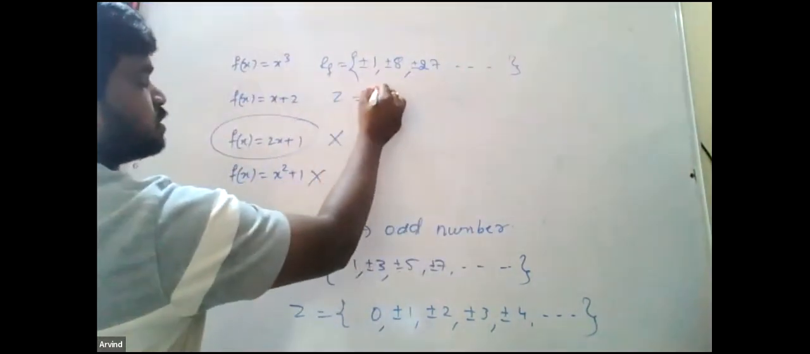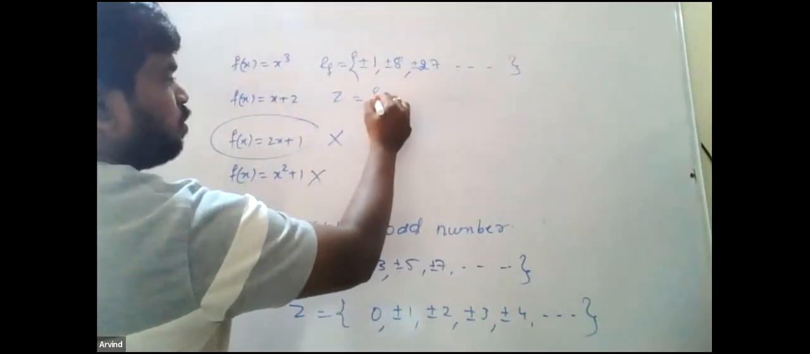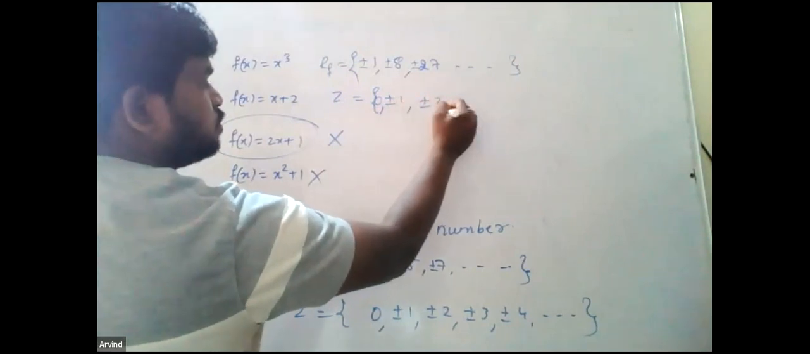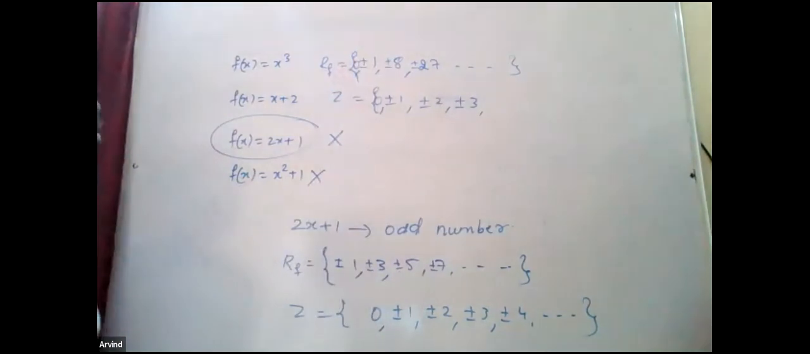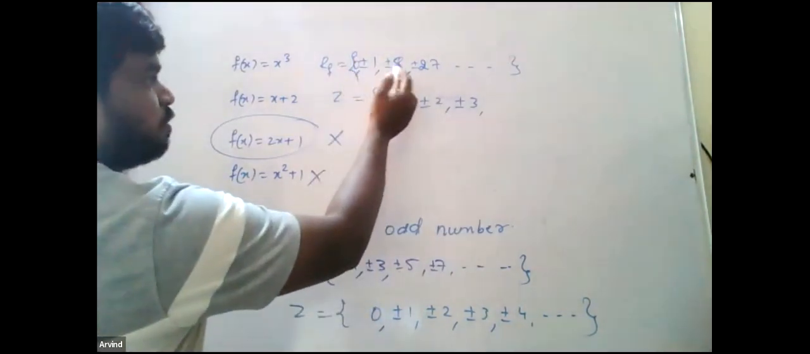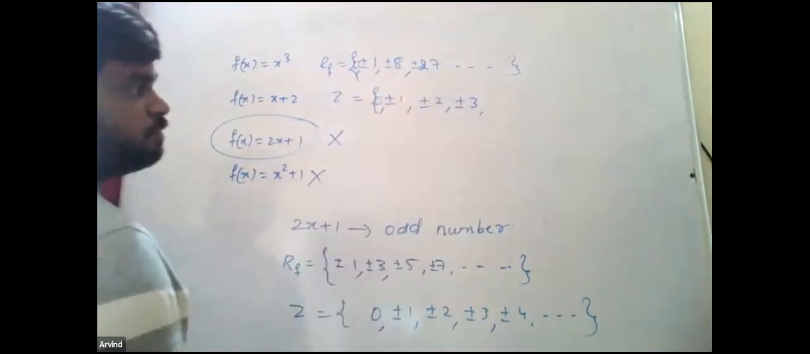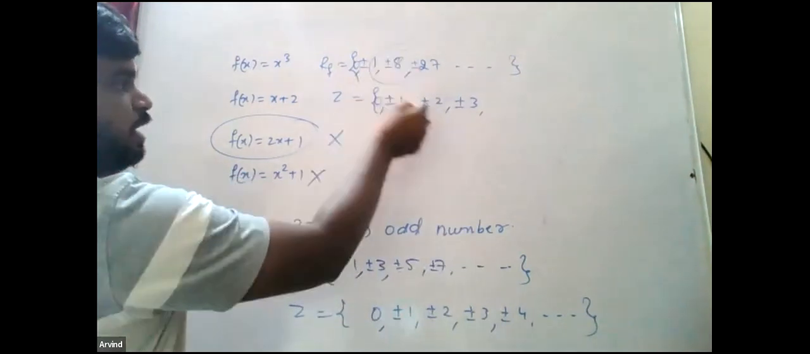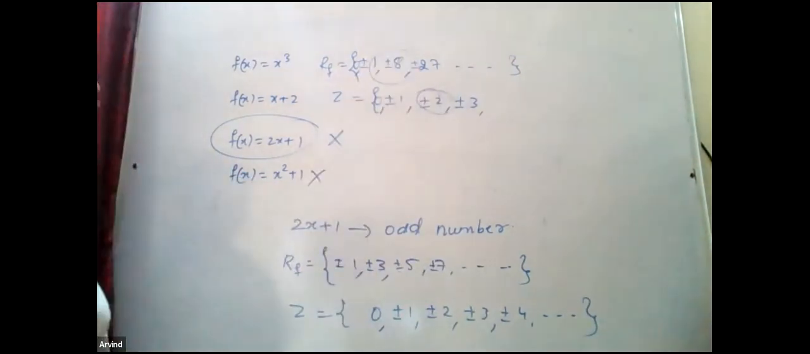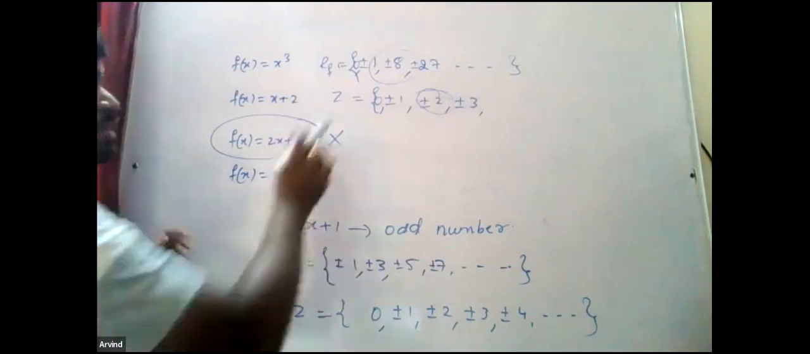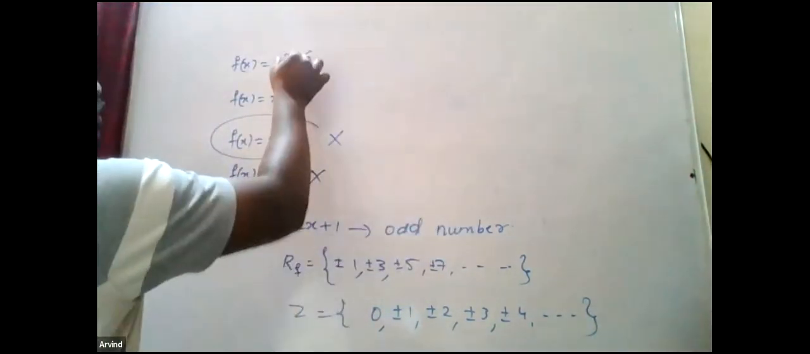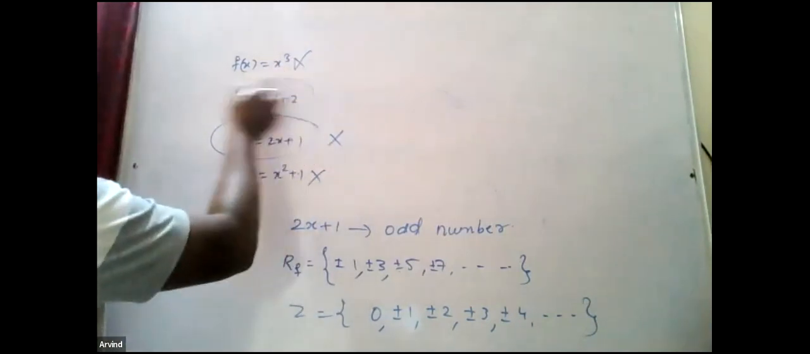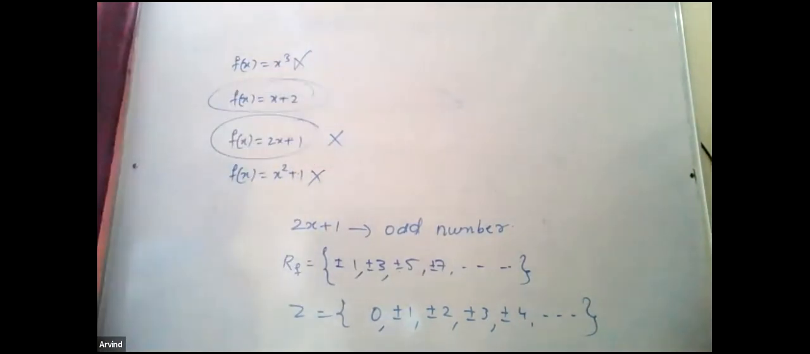But my codomain is 0, plus or minus 1, plus or minus 2, plus or minus 3 and so on. Here, x equal to 0 gives 0, then plus or minus 1, plus or minus 8, plus or minus 27. Observe very clearly, in this range there is no 2, no plus or minus 2. So the range and the codomain are not the same. If they are not the same, then it is not onto. So if the three options are gone, the only one left is option B.